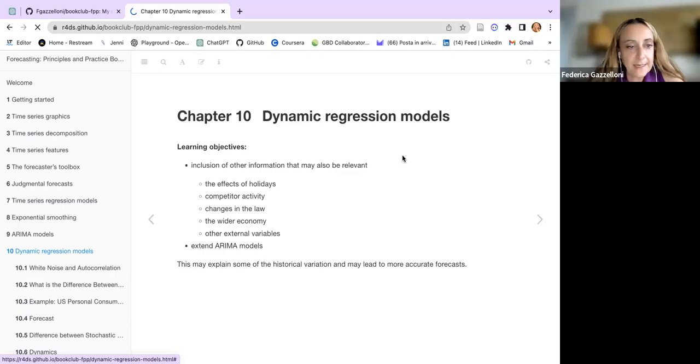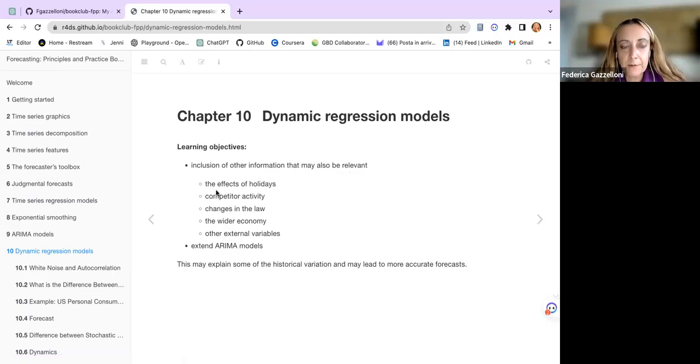So hello everyone, this is chapter 10. We are going to talk about dynamic regression models, and the learning objectives are inclusion of other information that may also be relevant within our time series.